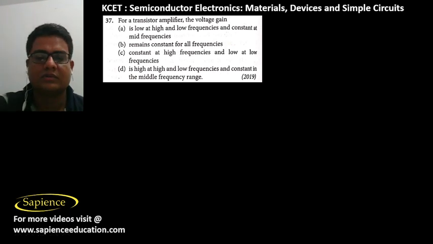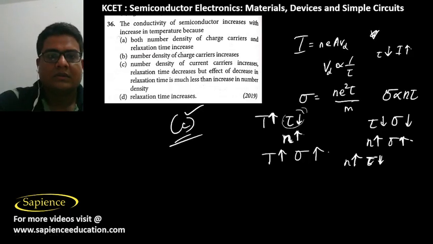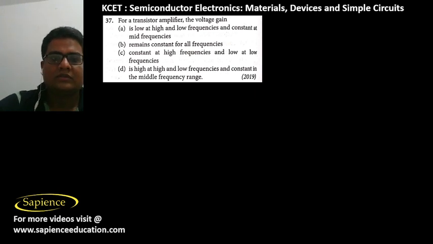So in question number 37, it is told that for a transistor amplifier, the voltage gain is low at high and low frequencies and constant at mid frequencies. Option A is the correct answer.